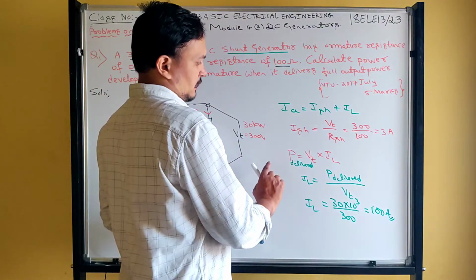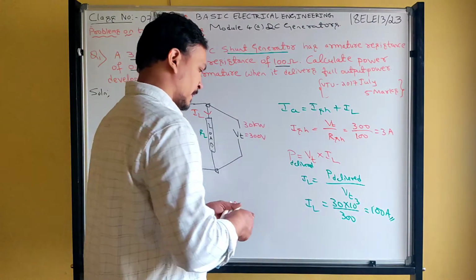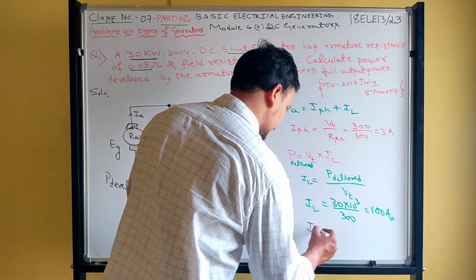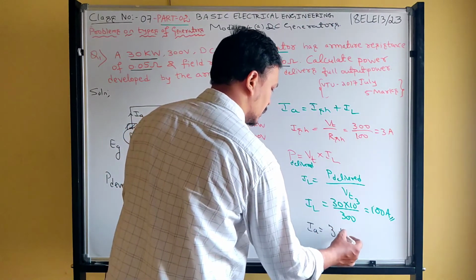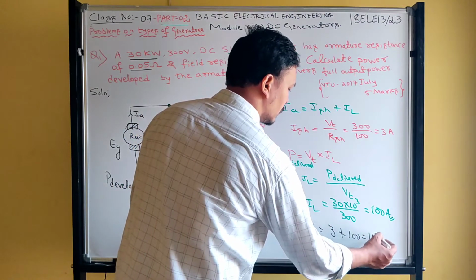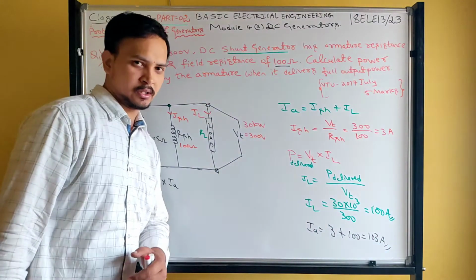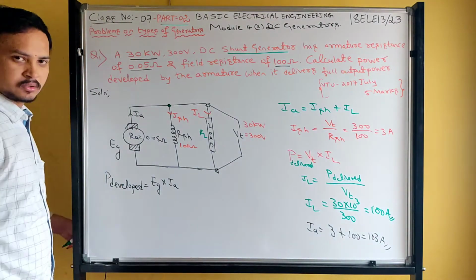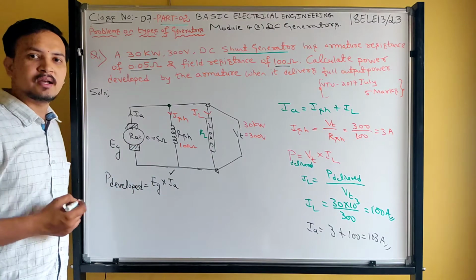Now add these two currents, IL and ISH. That gives Ia. So therefore, what will be your Ia current? What is shunt field current? 3 ampere. Plus what is the load current? 100 ampere. 100 plus 3, 103 amperes. Don't use calculator for doing all these things. So armature current is 103. So I calculated Ia. Next I need to find Eg.